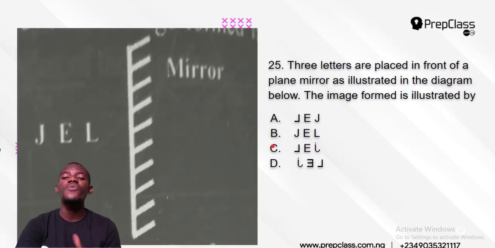Three letters are placed in front of a plane mirror as illustrated in the diagram below. The image formed is illustrated by what? You can see that it is JEL. Now you are to mirror that JEL. Which one do you think might be correct? That's right. Now let's see.